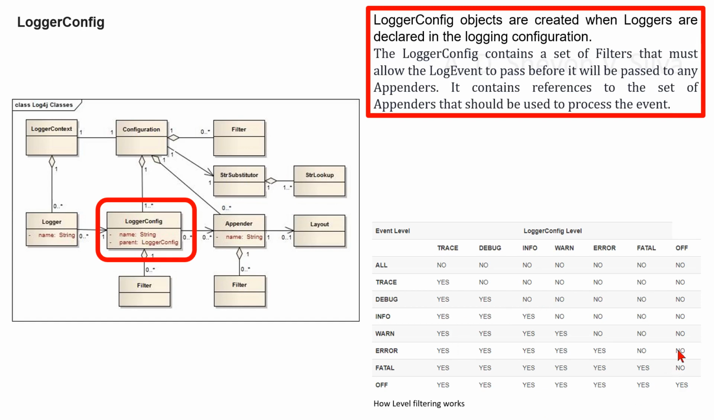The table here illustrates how level filtering works. In the table, the vertical headers show the level of the log event, while horizontal headers show the level associated with the appropriate logger config. The intersection identifies whether the log event would be allowed to pass for further processing, yes, or discarded, no.